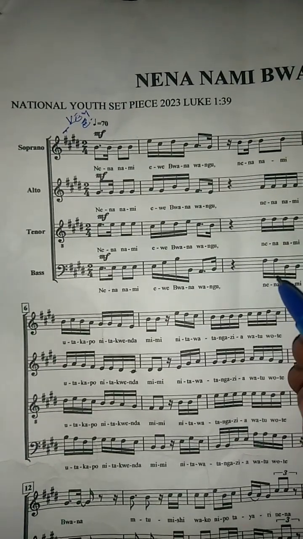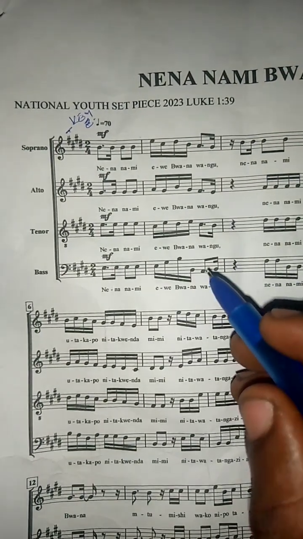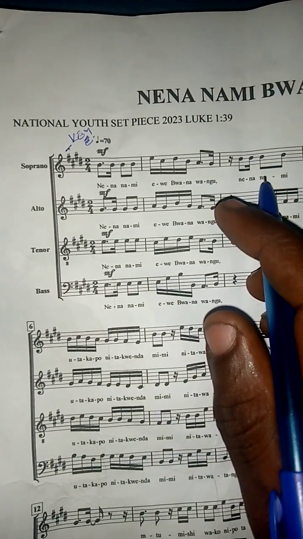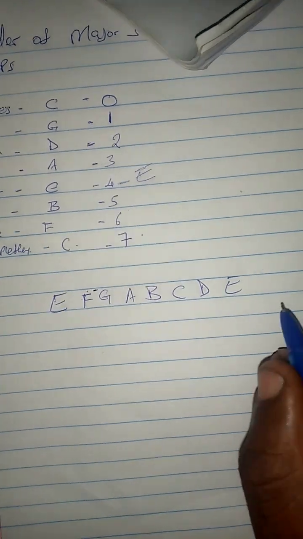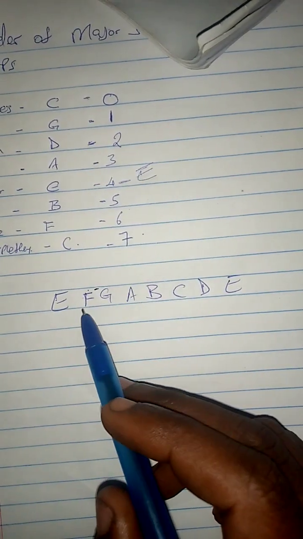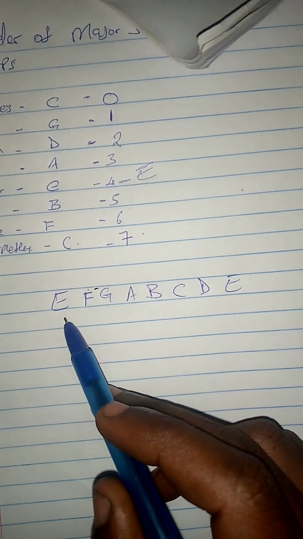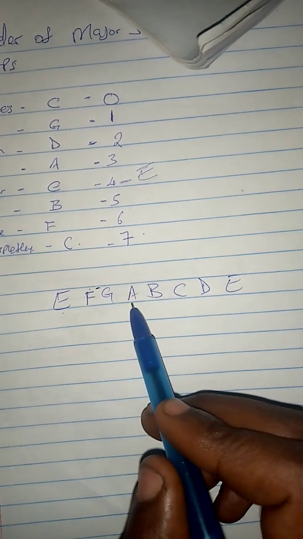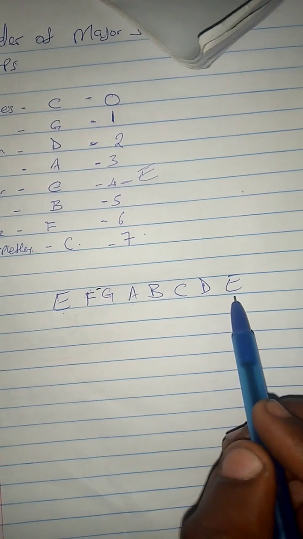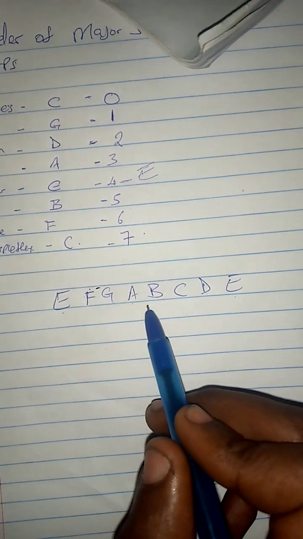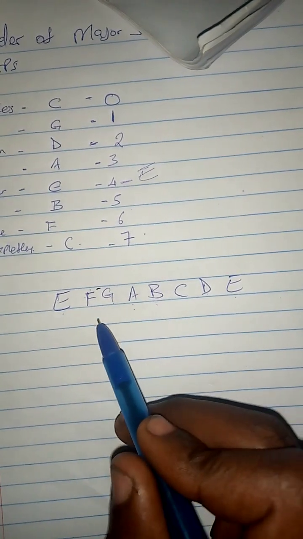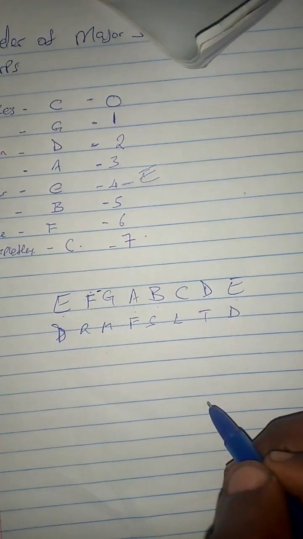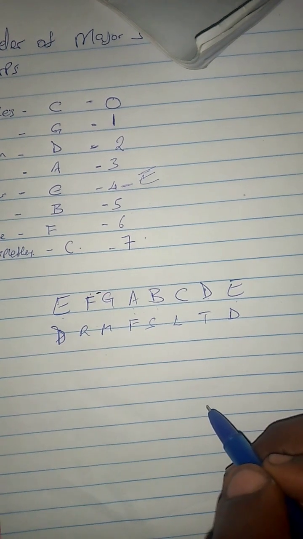Once I have identified my song is in key E, I now replace the scale E. We know that a scale consists of an octave, that is E, F, G, A, B, C, D, E. We now replace this scale with the solfas. The solfas are Do, Re, Mi, Fa, Sol, La, Ti, Do.